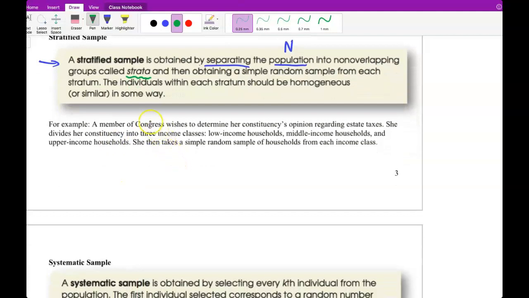For example, a member of Congress wishes to determine opinions regarding taxes. She divides her constituents into groups. How many groups do we have? We have 3 groups. One is low-income households, the other is middle-income households, and the third is upper income. So we have 3 groups. Then she takes a simple random sample of households from each income class.